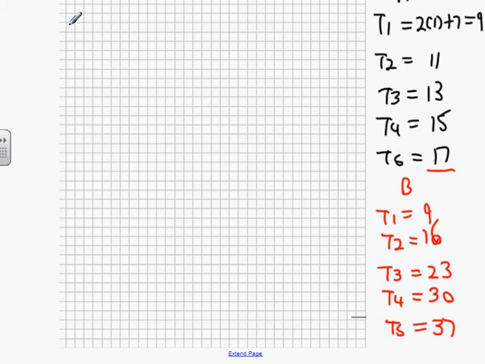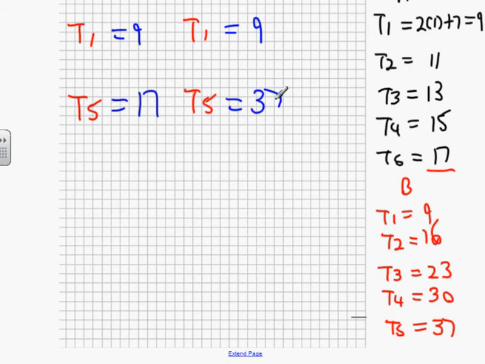Why did he say T1 and T5 of each sequence? Why did he ask us the question in that way? Can anybody tell me? The T1s are the same, aren't they? Both T1s are 9. However, four spaces later on, this one's at 17, while this one's jumped up to 37. So what does that suggest? That the other one rises faster. Because by the 5th term in both sequences, one of them is at 37, the other one's at 17.